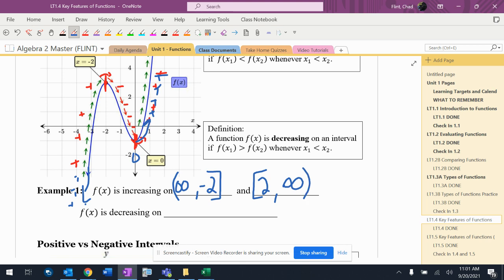It's decreasing. It's only going down right in this section right here. So that starts at -2 and it goes to 0.